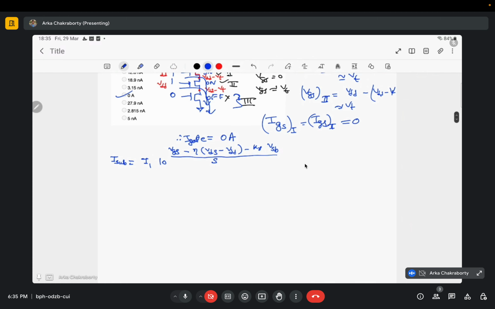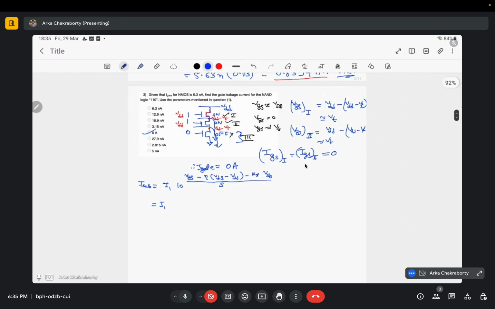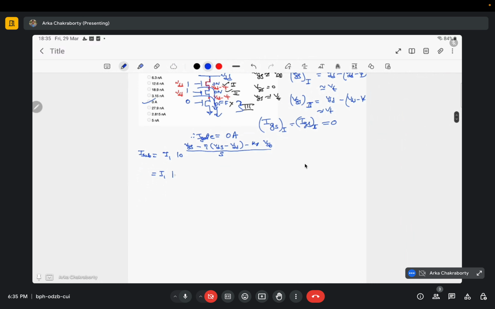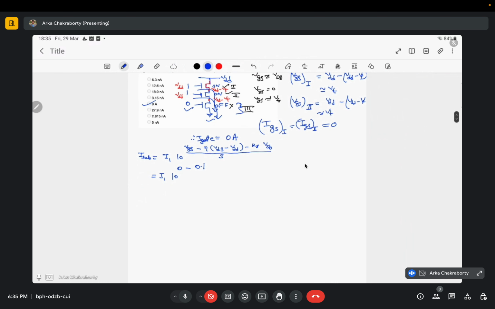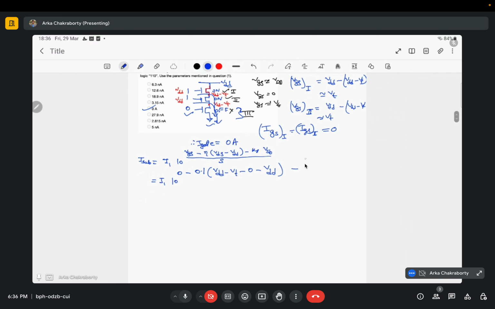So it would become I1 into 10 to the power, VG is 0, VS is also 0, so 0 minus 0, minus eta, which is given as 0.1, 100 millivolt per volt, so it's 0.1 volt per volt, into VDS, VD is VDD minus VT, VS is 0, VD minus VDD, minus K gamma is 0.066, into VSB, VB is 0, VS is also 0, so 0 minus 0, whole divided by S is 0.1.